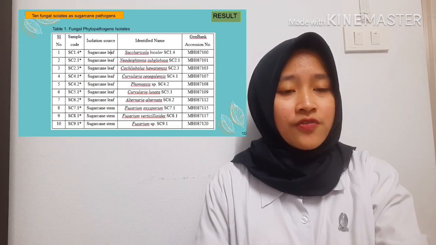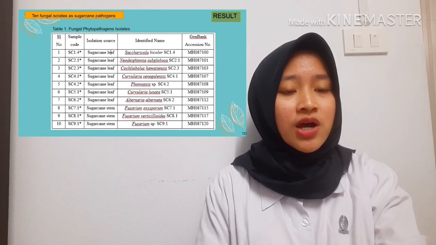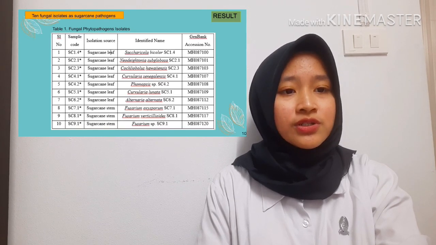Here is the result of the identification of fungal isolates. Only 10 fungal isolates from sugarcane pathogens were used for further studies.